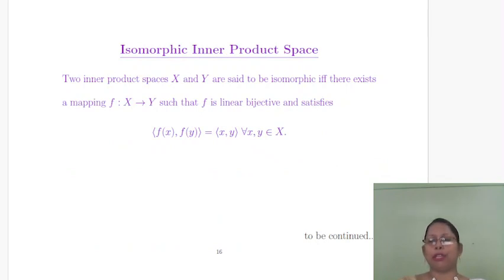Next is isomorphic inner product space. Two inner product spaces X and Y are said to be isomorphic if and only if there exists a mapping f from X to Y such that f is linear, bijective and satisfies this condition, that is inner product of f(x) comma f(y) is equal to inner product of x comma y for all x, y belongs to X. That is, two inner product spaces are isomorphic if f is one-one, onto and linear, which in addition satisfies this inner product condition.